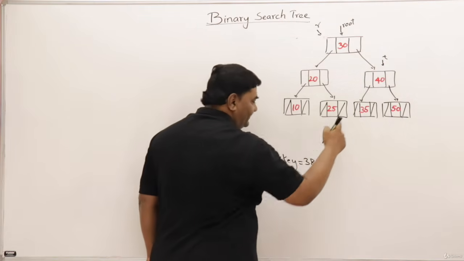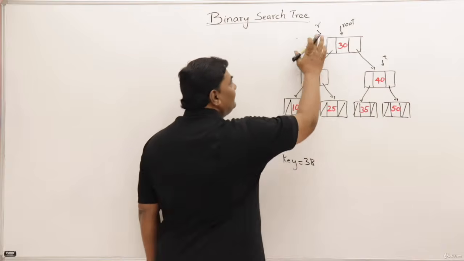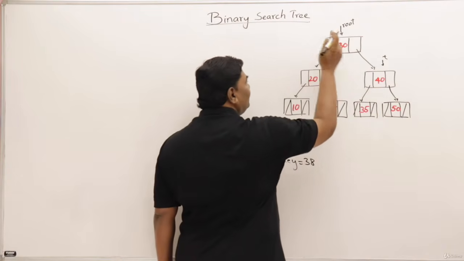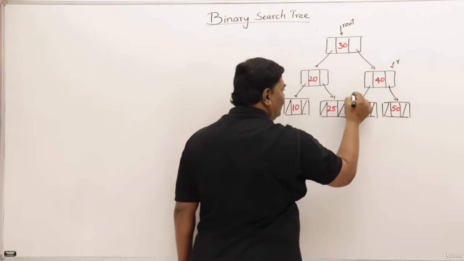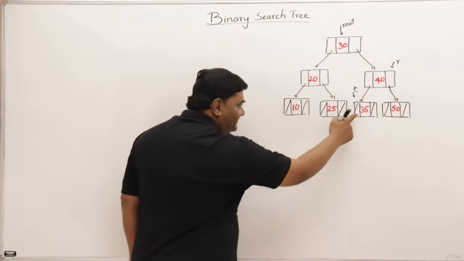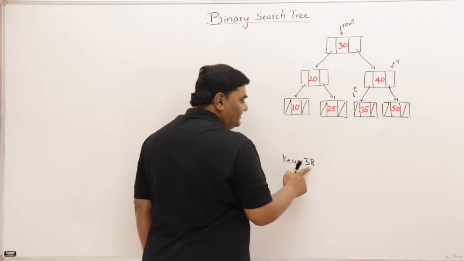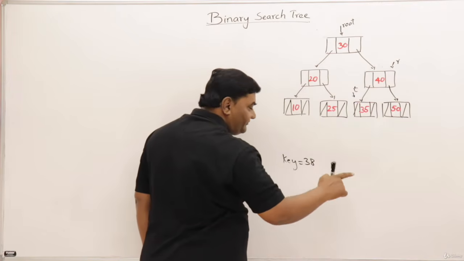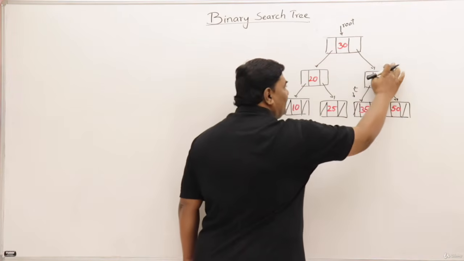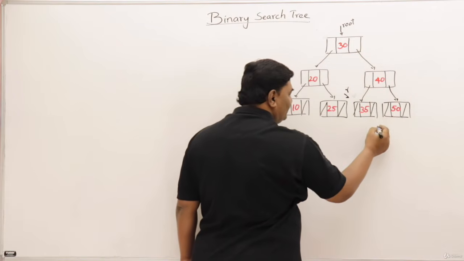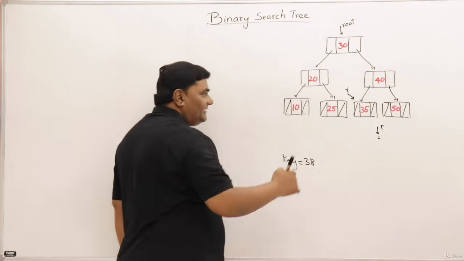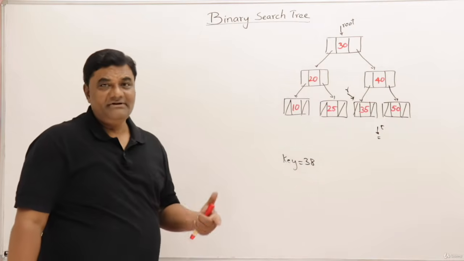Is it matching with 40? No, 38 is less. So bring R upon T and move T to left child. Is it matching with 35 and 38? They are matching? No, 38 is greater, so it should be on right side. So bring R upon this node and move T to the right child. Now T became null. T became null means element is not there.